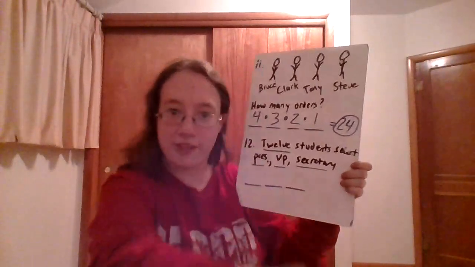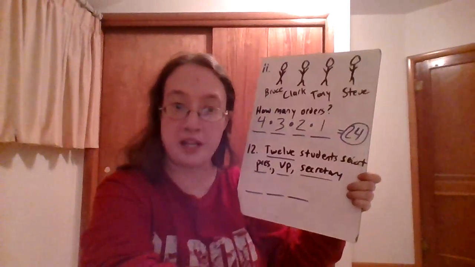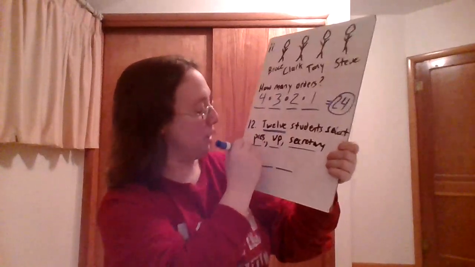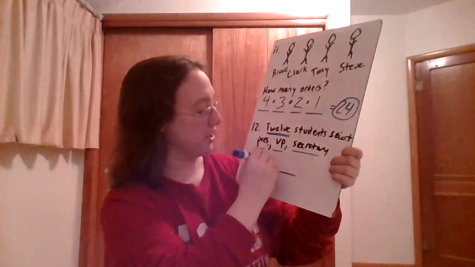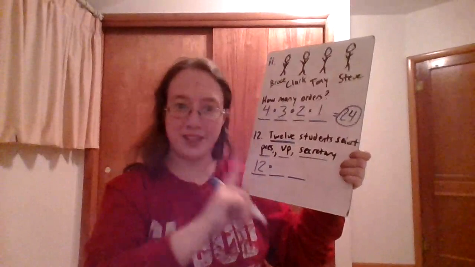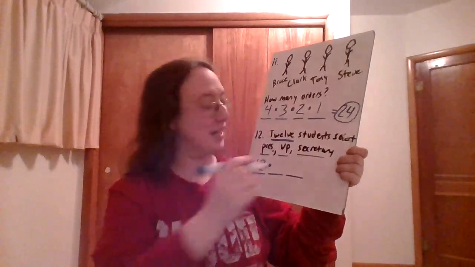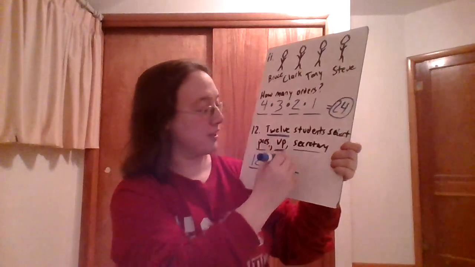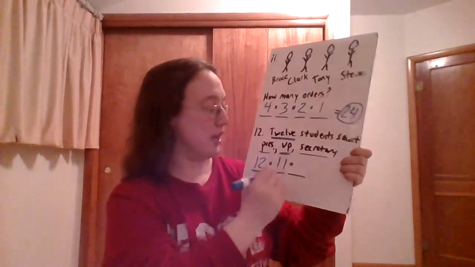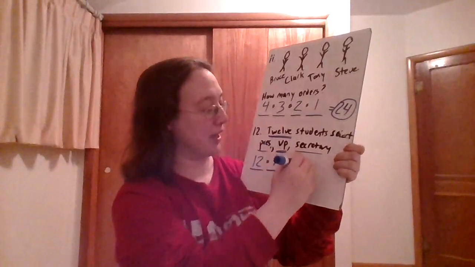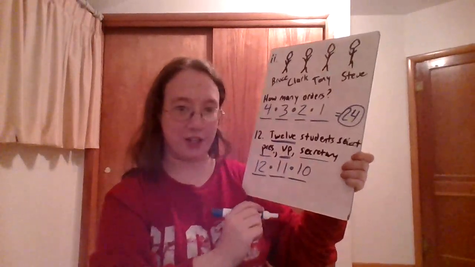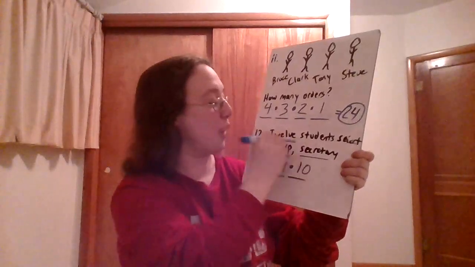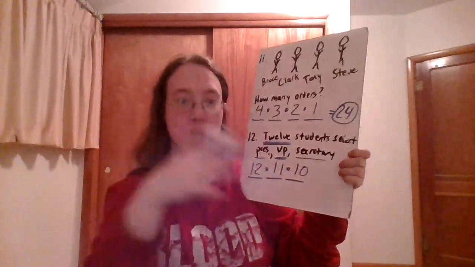Now watch out for this time, we're not starting with 3, because we've got 12 students altogether, so 12 of them could be the president. Once we've got a president, we've only got 11 people left who could be the vice president. And once we've got those 2, we've only got 10 people left who could be the secretary. So watch out for these ones. We're not starting with 3, we're starting with 12, because that's how many total people we have.